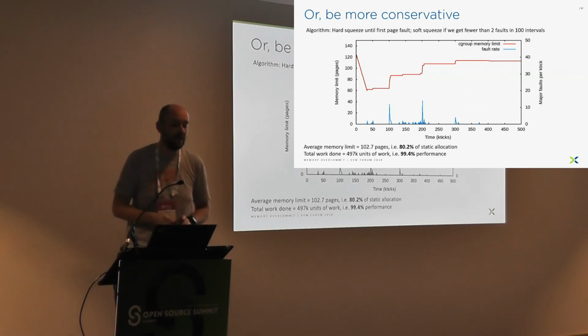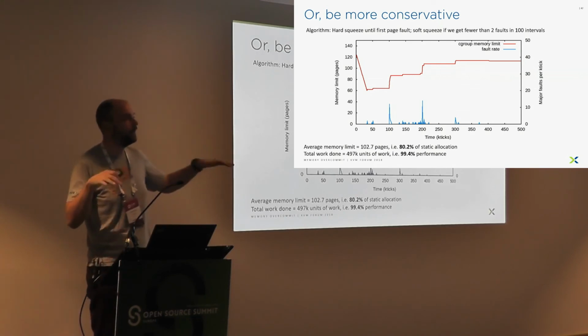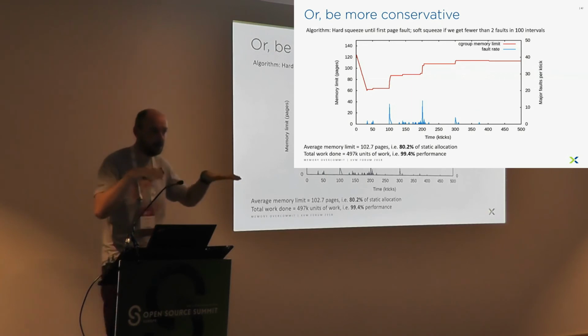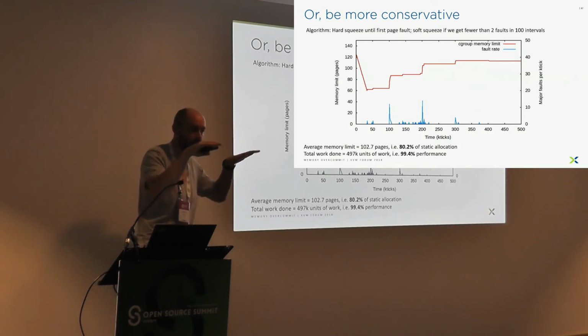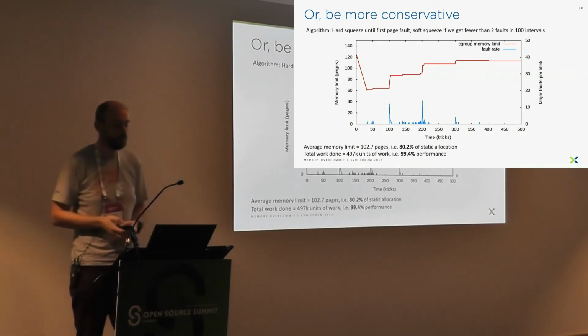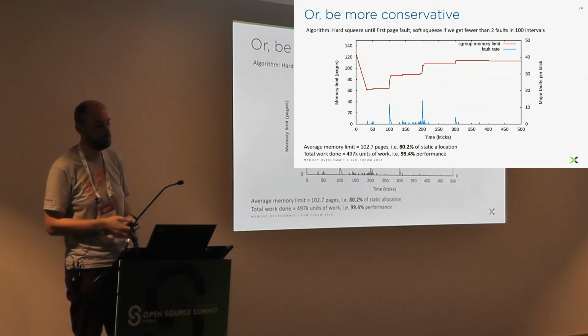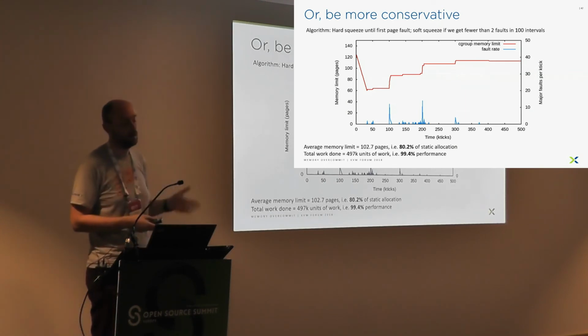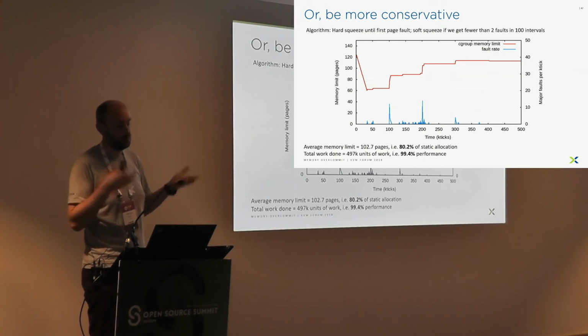And it's only when we have a prolonged period of time when there are almost no faults that we can then start just testing the waters and seeing whether we can squeeze it back down again. So it's quite a different shape of graph this time. The average memory limit is now 80%. So now, is it good or bad?